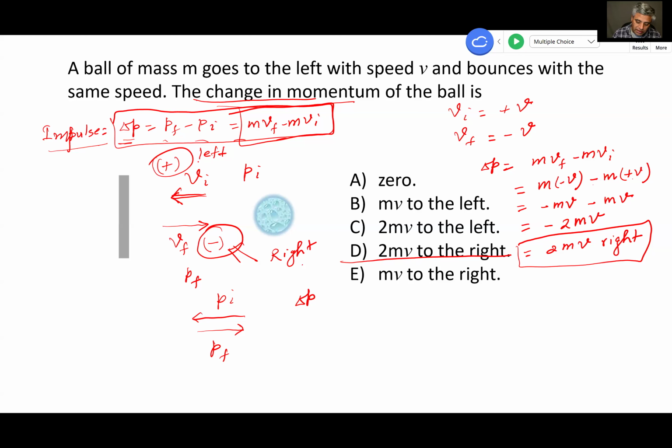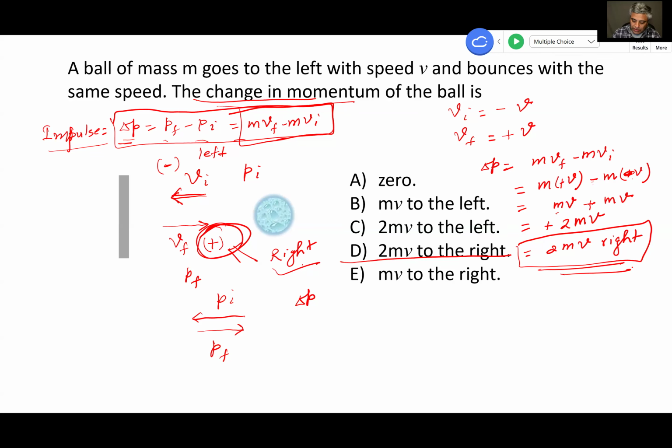Now, if you are wondering, what if I choose left as negative, and that's what we usually do, and right as positive, will the answer be different? It shouldn't. Choice of coordinates shouldn't give a different answer. We can see it from here. For example, now vi becomes negative and vf becomes positive. So this is positive and this is negative. Negative times negative is now positive. No negative here. So mv and positive mv means positive 2mv, and positive in this case is to the right. So the answer is still the same, okay? Physics does not change based on what kind of coordinates we use.